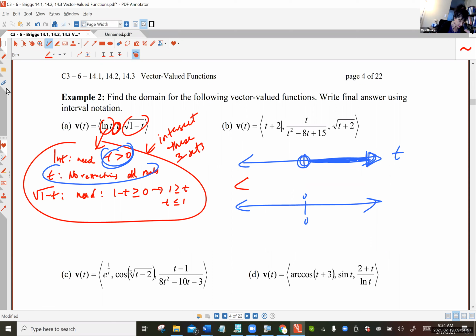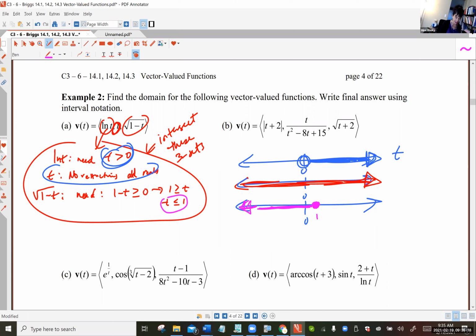Sorry, let me go to undo. Then the last one, I'll use a different color because I'm trying to make a point here. When I graph t less than or equal to 1, I color this bubble in because 1 is included in the set, and less than means I shade in all the numbers to the left.